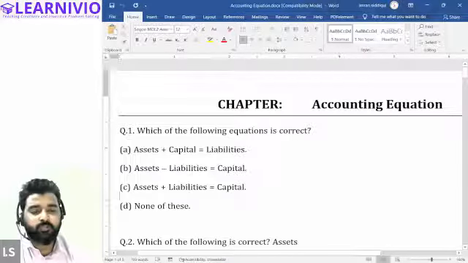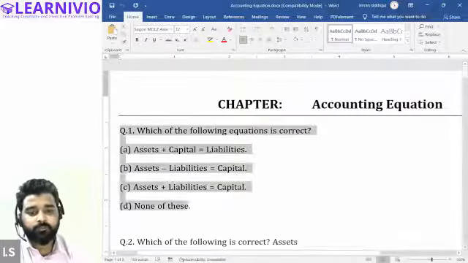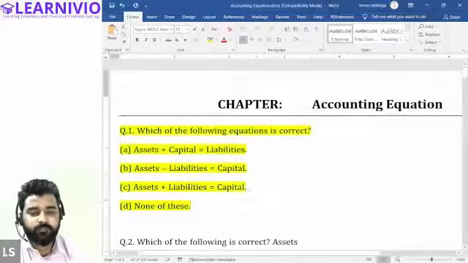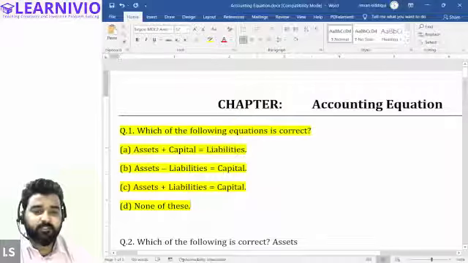And I guess Peer can also answer this. Which of the following equations is correct? Out of the given options, which is correct for the accounting equation? None of these.